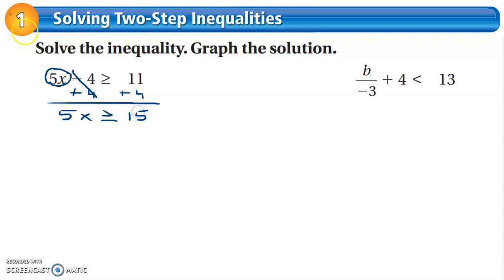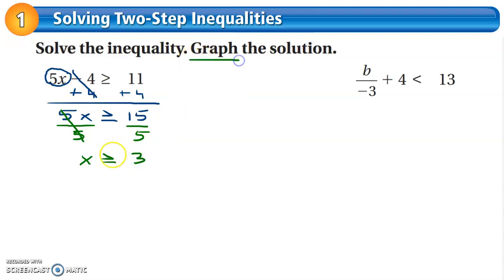15. Now in the next step, I need to get x by itself, so get rid of the coefficient. We get rid of a coefficient by either multiplying or dividing. In this case, 5x means 5 times x, so divide by 5 on both sides. The 5 cancels out because 5 divided by 5 is 1. That leaves us with 1x, or just x, and then 15 divided by 5 is 3.